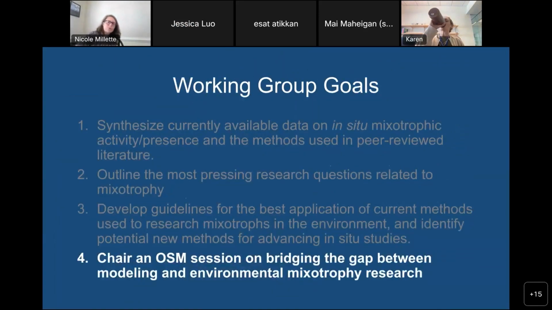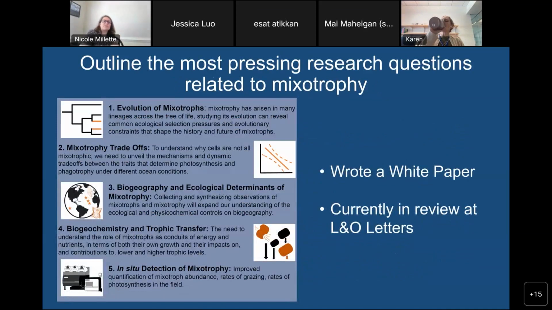But these other two goals, so in terms of outlining the most pressing research questions related to mixotrophy, we actually did this at a meeting in October 2021. We had a lot of discussion around this and narrowed down to 5 research priorities, and then we wrote a white paper based on those research priorities that I think we're pretty proud of, and that paper is currently in review at L&O Letters, so we kind of have our fingers crossed on that. And this is just the first round of review, so we'll see how things go.